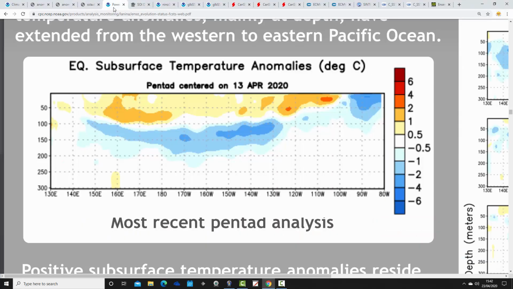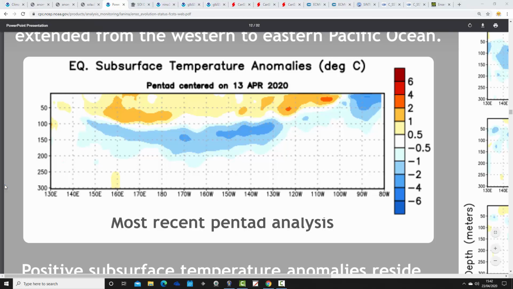Subsurface-wise, things are beginning to look a little bit more La Nina-esque, I have to say. This is from the CPC, NCEP and NOAA PDF, which gets updated on a weekly basis. We do link to this on the links page at Gaz Weathervids, but you do need a file opener like Adobe Reader to be able to open this page. This is showing subsurface temperature anomalies in the equatorial Pacific Ocean.